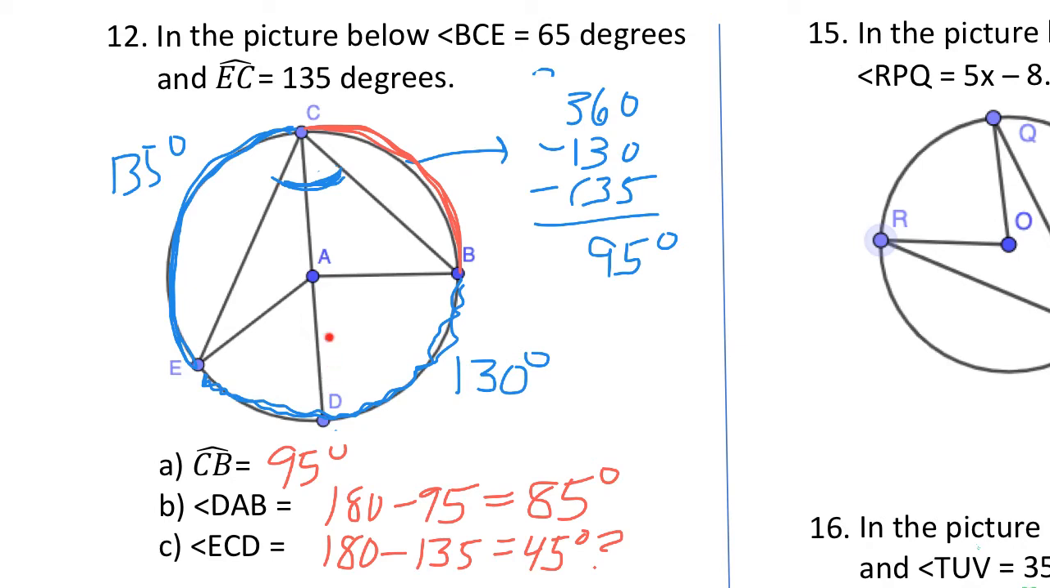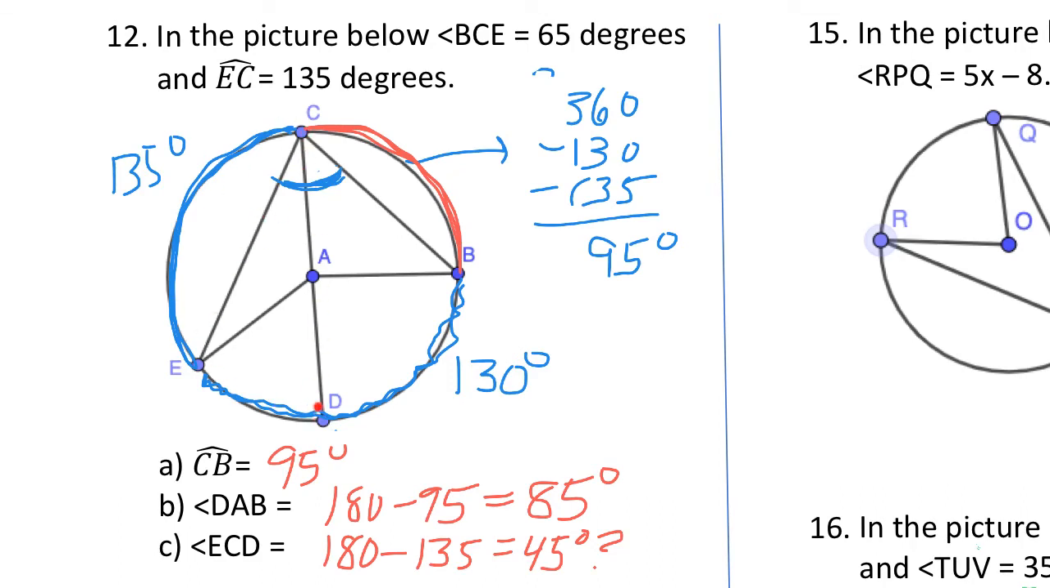Angle DAB is a central angle. It's a central angle, so it's the same as the arc length. Well, we know that this arc length is 95, and we know that this is a half of a circle, which is 180. So that would be 180 minus the 95 to get us this little piece here, part of the 130. For our last question, ECD, well, can I do the same thing?